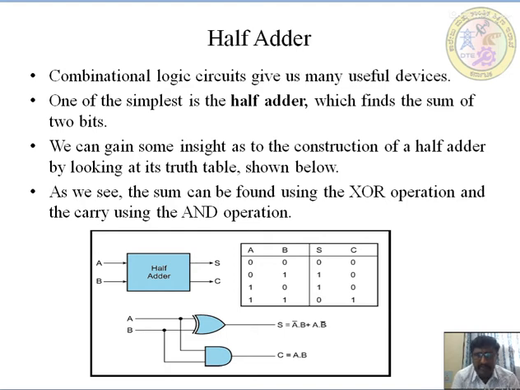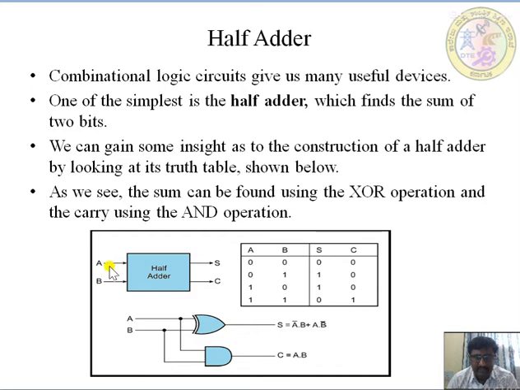Before that, a half adder, as we already know, should have a minimum of two inputs as well as two outputs. The two inputs are represented as A and B, and the two outputs are S, which represents the sum, and C, which represents the carry. Now comes the block diagram, with two inputs and two outputs. Next comes the truth table.